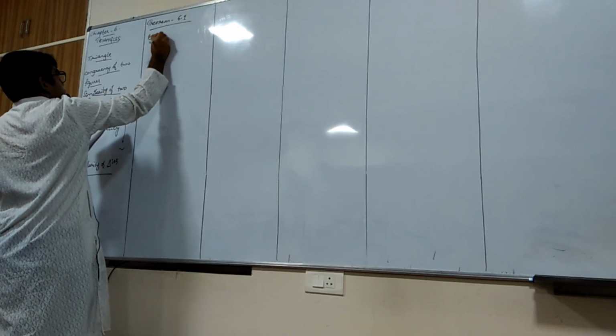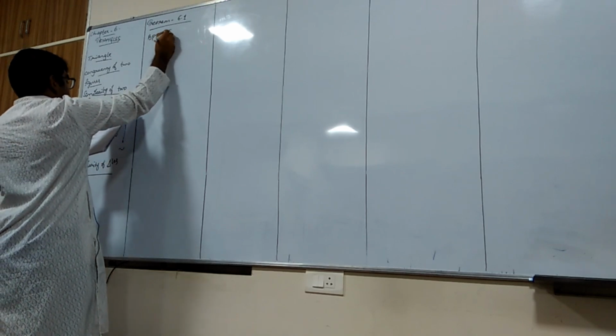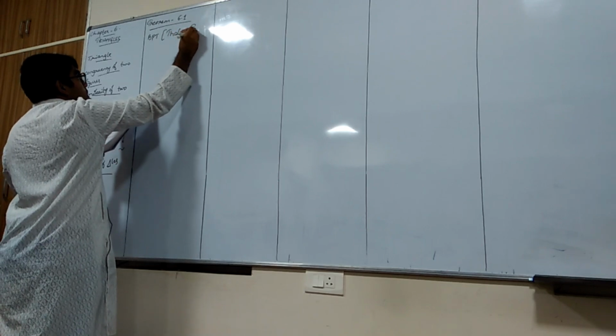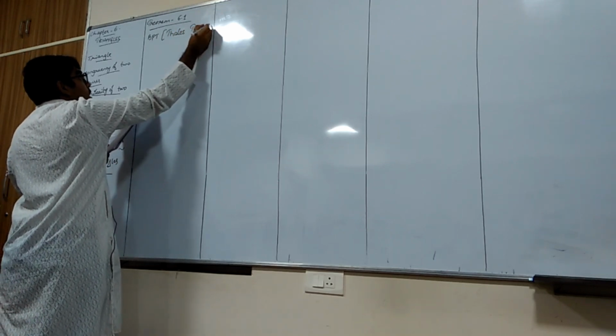Theorem 6.1. Basic proportionality theorem, or it is called Thales theorem.